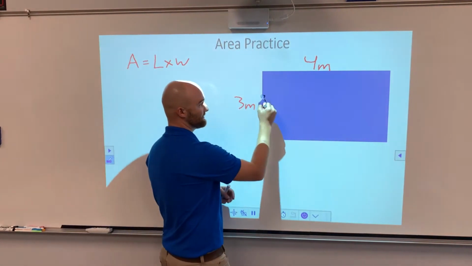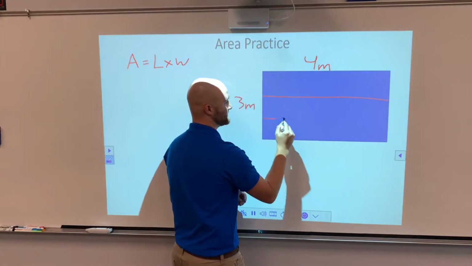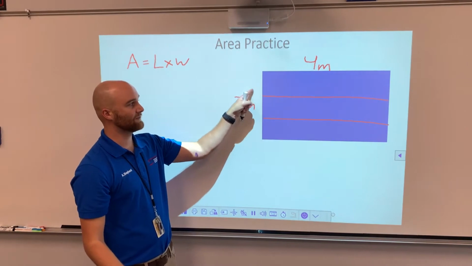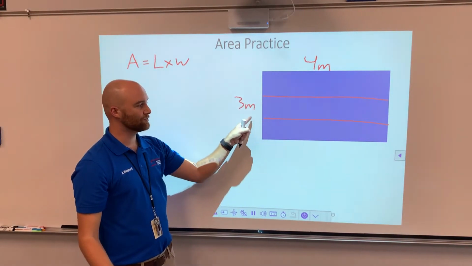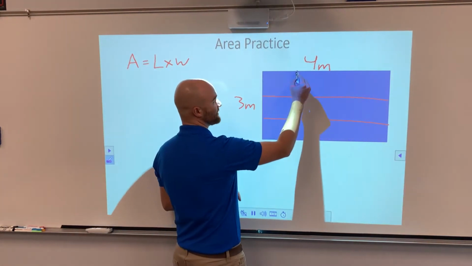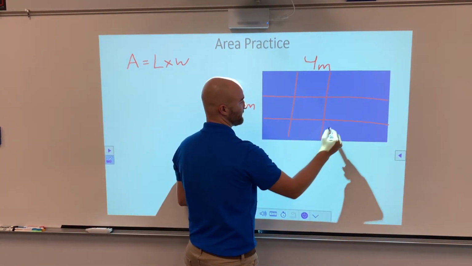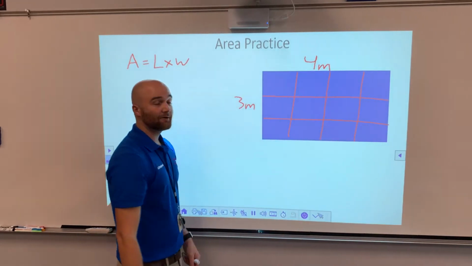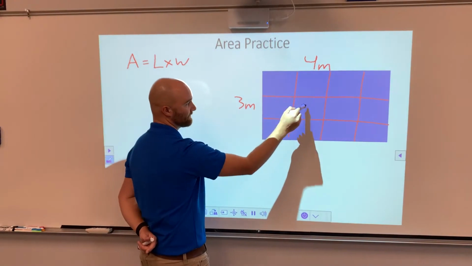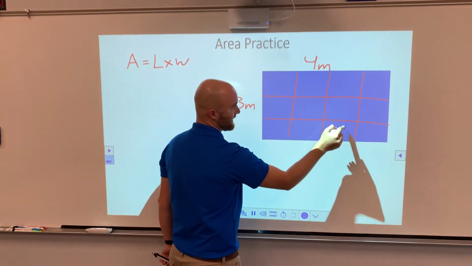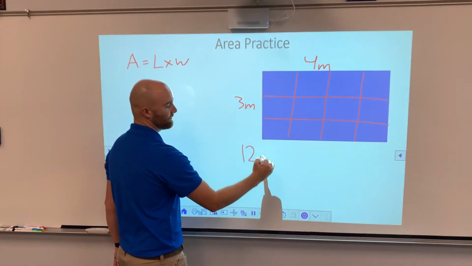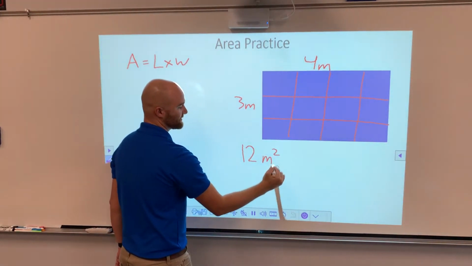So I'm going to split this up into 3 equal size pieces. You can see 3 meters and then another meter, and then another meter. 1, 2, 3 meters. Here on the 4 meters, I'm going to split that up into 4 equal sized pieces. If I were to count up how many squares I've got: 1, 2, 3, 4, 5, 6, 7, 8, 9, 10, 11, 12. I've got 12 meter squares.